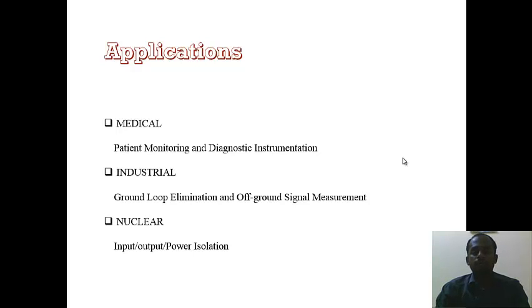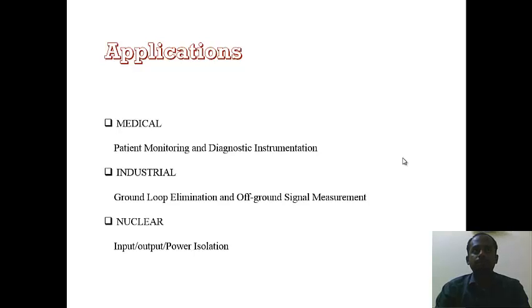So to avoid these conditions, in medical purposes, they are using these isolation amplifiers. In industrial purposes, they are used for ground loop elimination and off-ground signal measurement. Ground loop elimination.